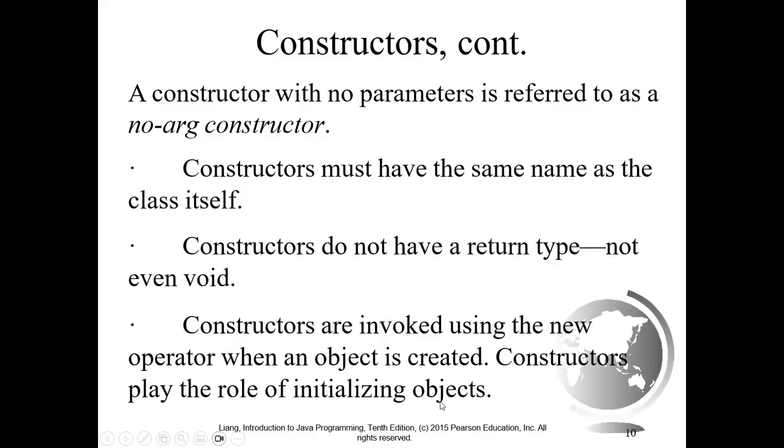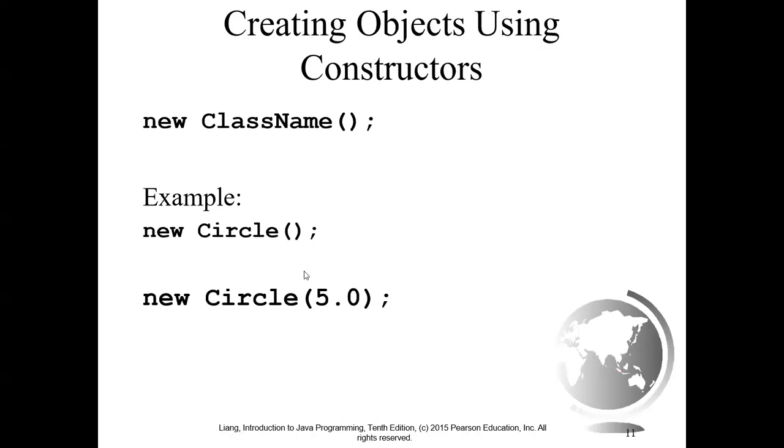And constructors play the role of initializing objects. So you should always remember that a constructor is going to initialize an object. For example, suppose we have a Circle class. How can we create an object using the constructors? If we call Circle without any parameters, it will invoke the default Circle constructor and set the parameters to their defaults. If we pass 5 in after the class name, that means the radius is set to 5.0.